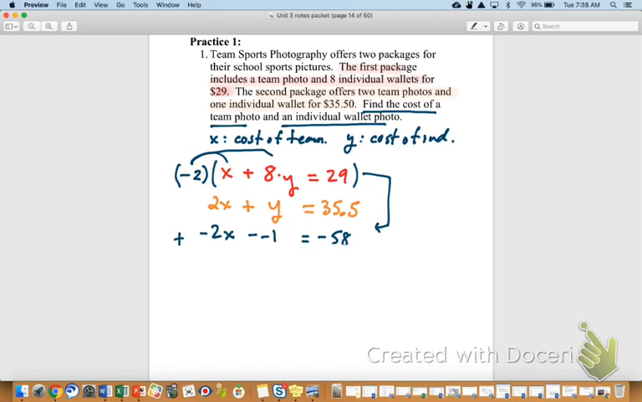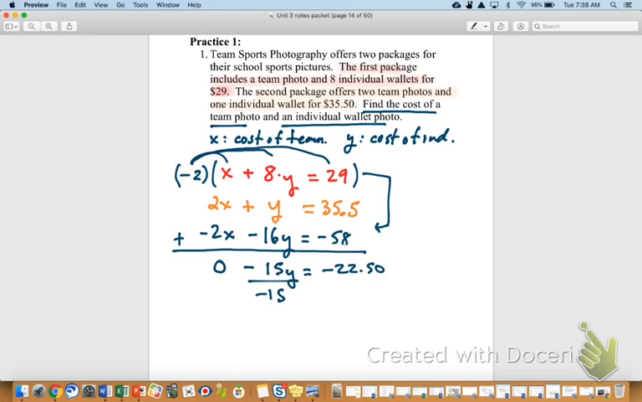Get back on track. So -16y. Okay, so let's try this again. I did do this one right. Okay, so I still get 0 here. The x's are eliminated. I get -15y now. And over here, I still get -2250. So this time when I divide by -15, I get y is equal to 1.5 or $1.50. So that means the cost of an individual wallet is $1.50.